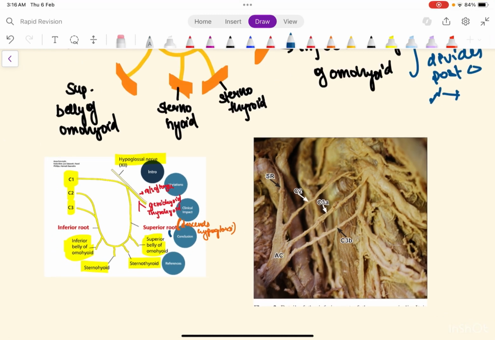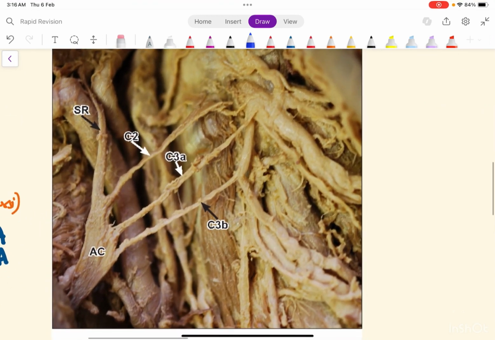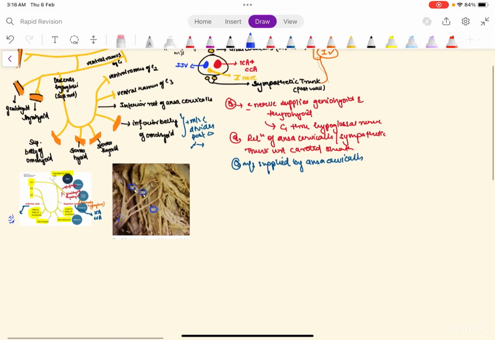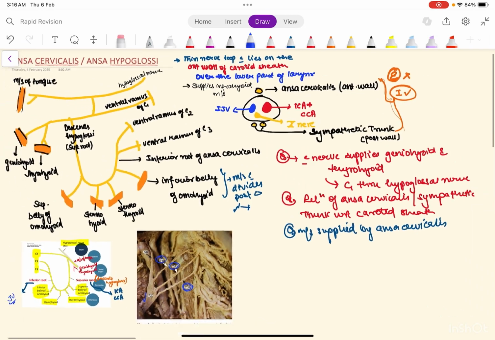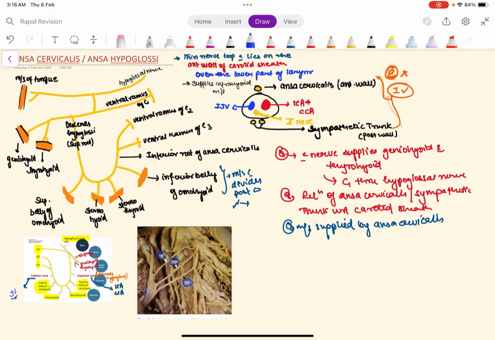Now there's a relation which you can remember. The superior root is related to the internal carotid artery and common carotid artery, whereas the inferior root is related to the jugular vein. Now this is like the cut section, and this is our Ansa cervicalis. Here we have C2 and C3A, and C3B. So this is the core of Ansa cervicalis, and most of the questions will come from this part.